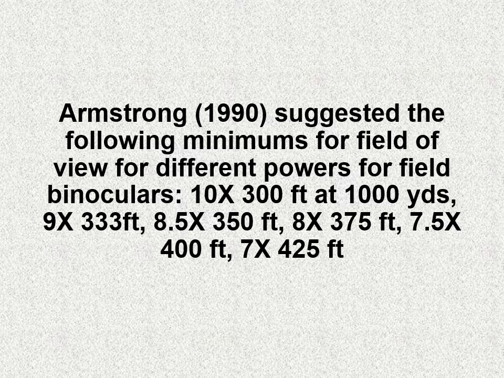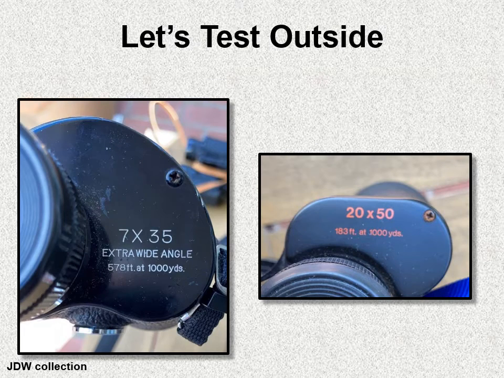And we will, forgot about this slide, that one of my references suggests the following minimum fields of view for different powers of field binoculars. And you can come back to that, but you see that at 10 power, they want 300 feet. This is 20 power that you just saw on that test binocular. So now let's go outside. It's a nice day here.